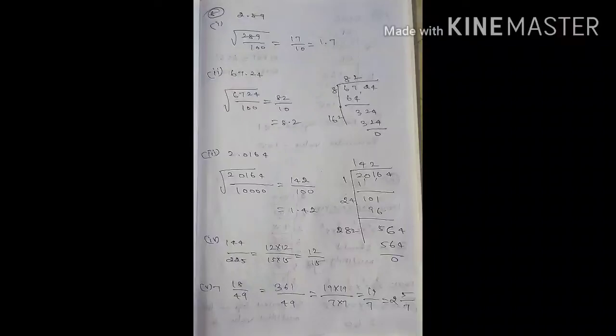Next sum: find the square root of the following decimal numbers and fractions. Like the before example, the first sum is 1.29, the same sum 2.89. Two decimal places are coming, so I write 100. So the square root of 289 by 100, where 289 means 17 multiply 17. So I take the square root of 17 by 10. 10 coming means I put 1 decimal. So the answer is 1.7.